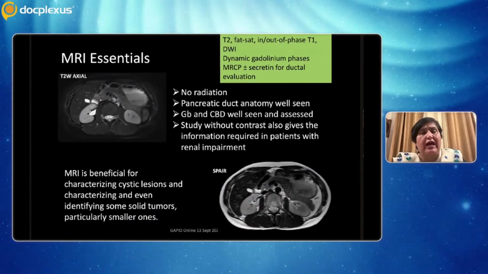MR is the other modality. The big advantage of MR is no radiation is there. However, the scan times are longer and patient compliance is relatively less, especially breath holds if the patient is unwell.